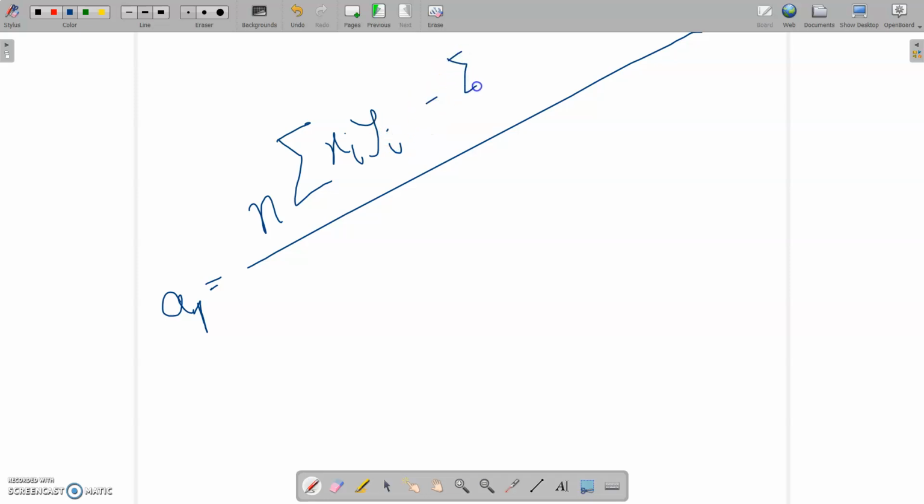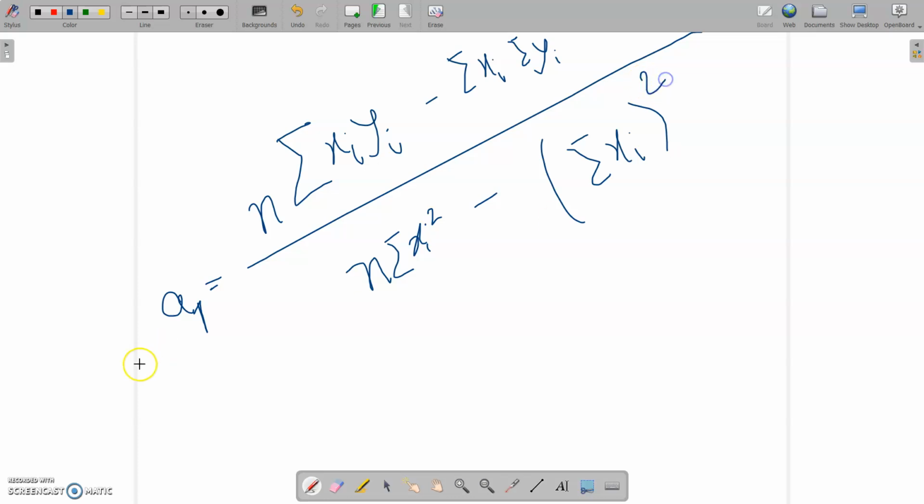Minus summation of xi multiplied by summation of yi, divided by n summation of xi square minus summation of xi whole square. This is your a1, and your a0 is equal to y bar, that is the mean value, minus a1 into x bar. Okay, these are the two equations that you have to calculate.